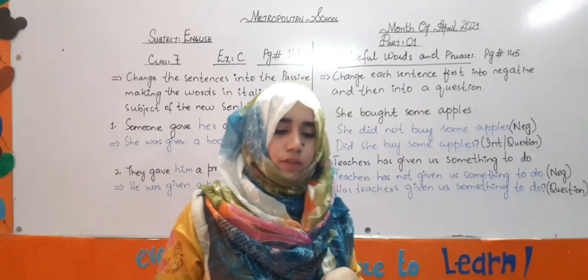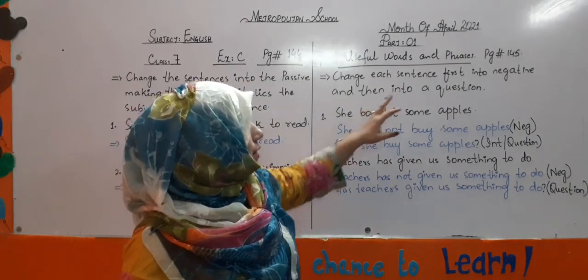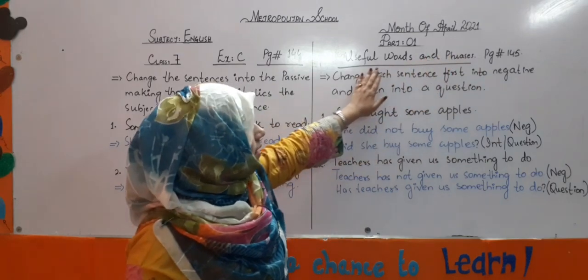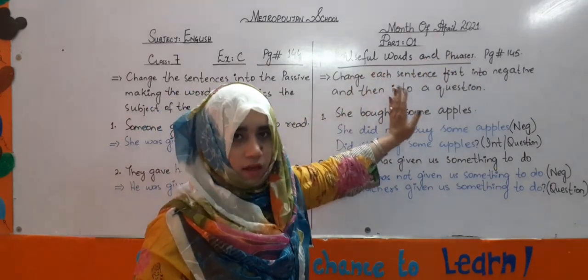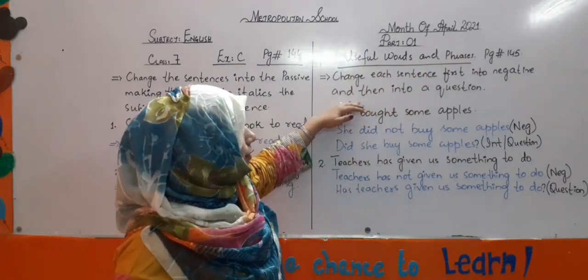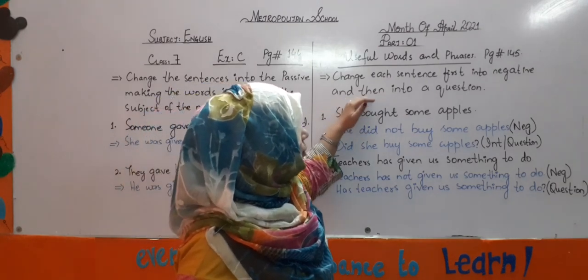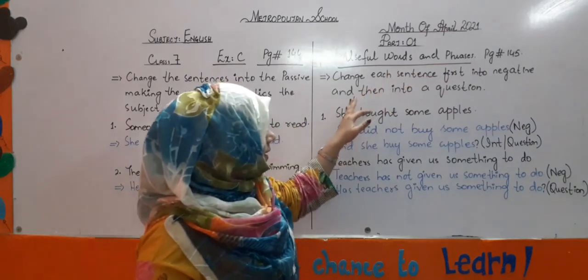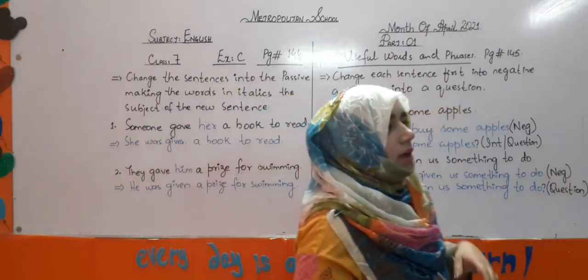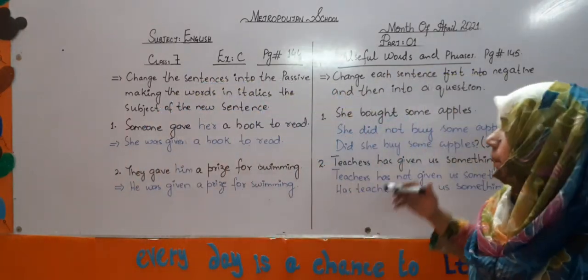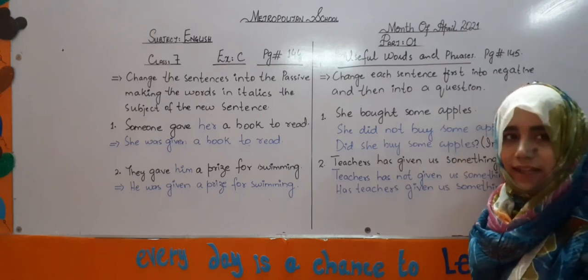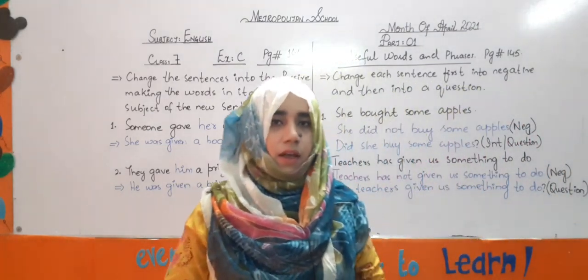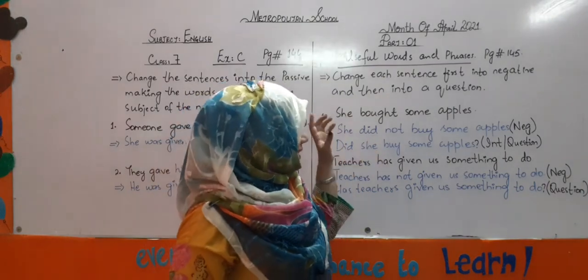Now let's move towards another exercise which is on page number 145. That is the exercise of useful words and phrases, right? In this exercise you will have to change each sentence first into negative and then into a question. It's not a new thing for you people. You will have to make first the negative of the sentence and then the question of the same sentence, right? So let's have an example for that.